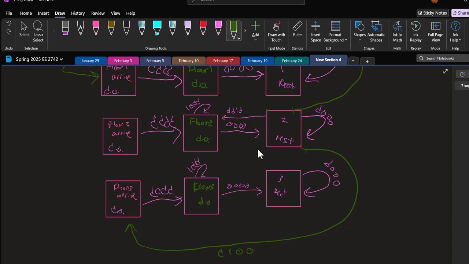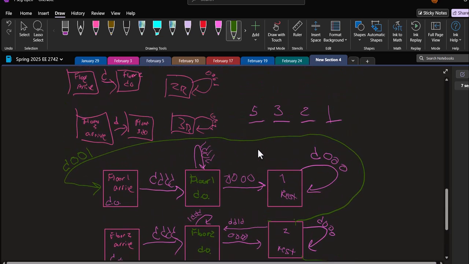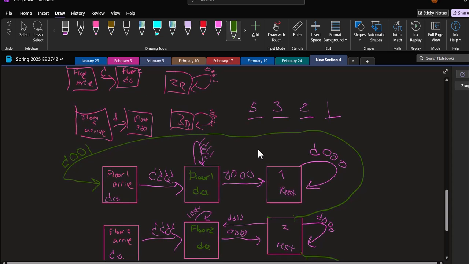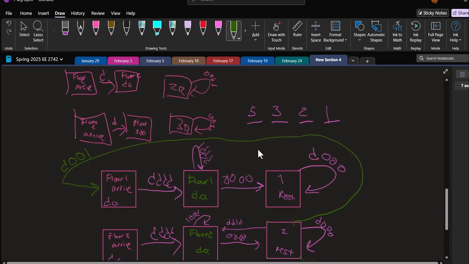So whichever one we pick, we can change that one right now where we have a 0. Like if we say floor 1 has priority, we can change this 0 to a don't care. And then we will have taken care of all of the different possibilities. So I'll do that. I'll pick floor 1 to have priority.